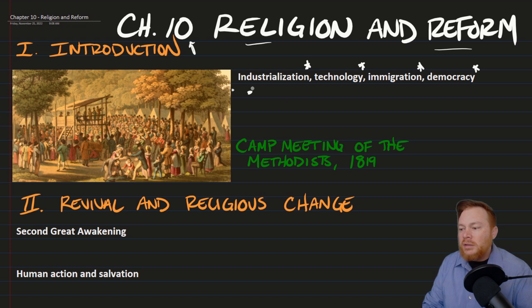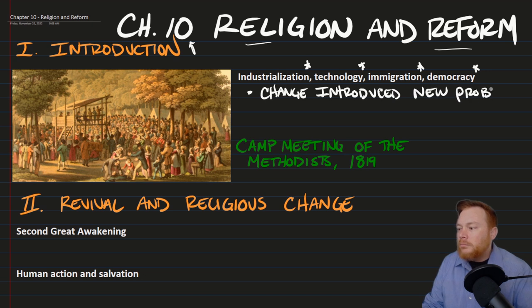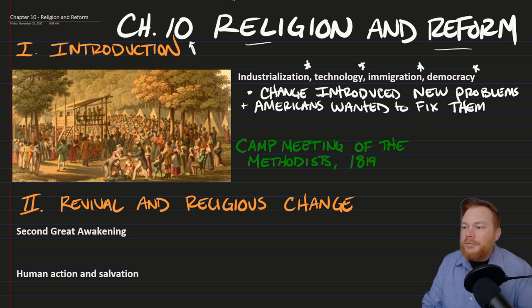And while all of these things brought benefits, they also created a new set of problems. We might say that change introduced new problems, and Americans wanted to fix them. And that essentially is what a lot of the reform aspect in this chapter is: how to make society better given these new problems.